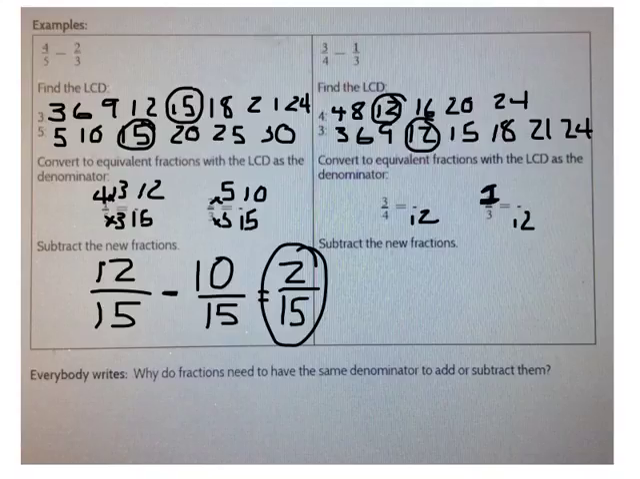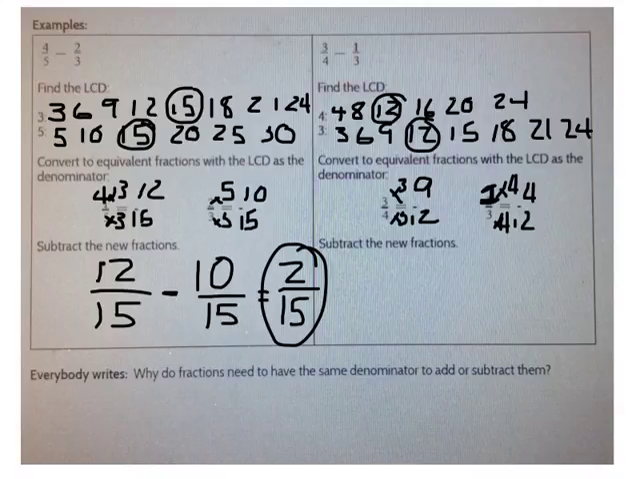Change 3/4 so that the denominator is 12. 3/4 equals what over 12? 4 times 3 is 12. 3 times 3 is 9. So 3/4 is equal to 9/12. Now change 1/3 so that the denominator is 12. What's the new numerator? 1/3 equals blank over 12. 1/3 equals 4 over 12.